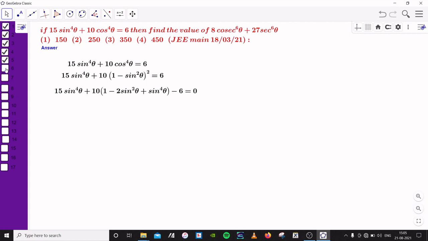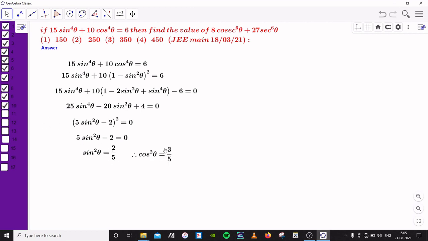That means the equation becomes 25 sin raised to 4 theta minus 20 sin square theta plus 4 equal to 0. Clearly, it is a quadratic equation in sin square theta. The left side can be written as 5 sin square theta minus 2 whole square. Isn't it? That's equal to 0. A square is equal to 0 means its square root is also 0. That means 5 sin square theta minus 2 is equal to 0. Then we get sin square theta is equal to 2 by 5. Sin square theta is equal to 2 by 5 implies cos square theta is equal to 3 by 5.